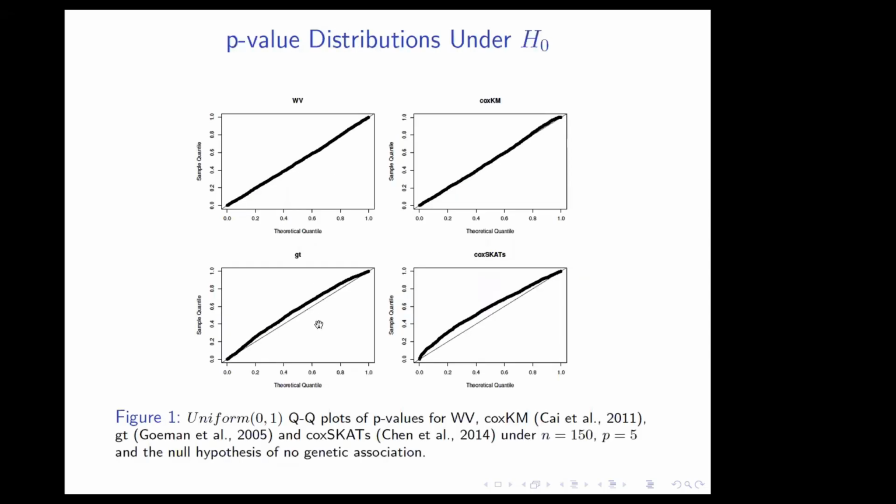This figure shows the QQ plots of p-values for 4 tests under the null hypothesis. The 4 tests are WV, coxKM, GT, and coxKM. As we know, under the null hypothesis, the QQ plot of p-value should look like a uniform 0-1 distribution. And here you can see only the QQ plots for WV and coxKM look like uniform 0-1. The QQ plots for GT and coxKM do not look like a uniform 0-1. According to the QQ plots for GT and coxKM, these 2 tests are conservative, meaning that their type 1 error is smaller than the nominal level. So under the alternative hypothesis, these 2 tests will suffer from low power.